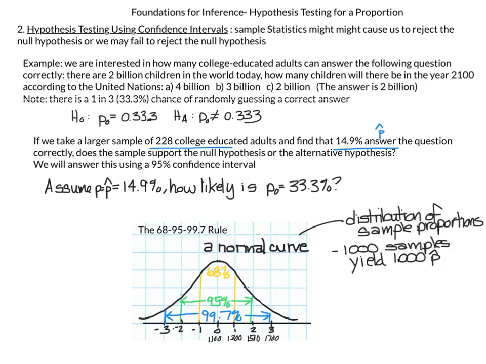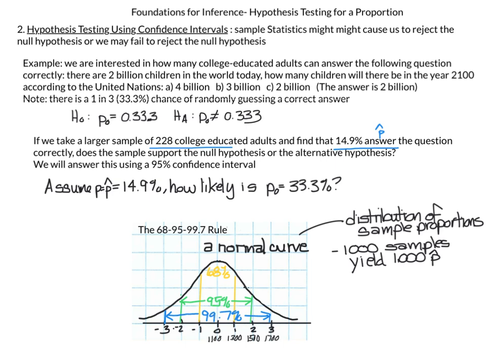And before we go and complete this problem, I do want to review what this normal curve represents. So this is the distribution of sample proportions. So in other words, if we take 1,000 samples of these college-educated adults, each sample is going to yield a P hat. So 1,000 samples will yield 1,000 P hats. Now, if we make a histogram of those P hats, we'll see that the most common P hat is going to be the one that equals the population proportion.